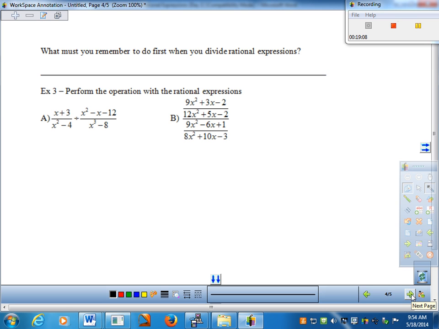And this is just really a review question from middle school. What must you remember to do when you divide rational expressions? And just hoping that you remember this piece. So essentially, dividing by a fraction is the same as multiplying by its reciprocal. And so that's essentially what we're going to do here. Change the operation to multiplication. And flip the second rational expression.